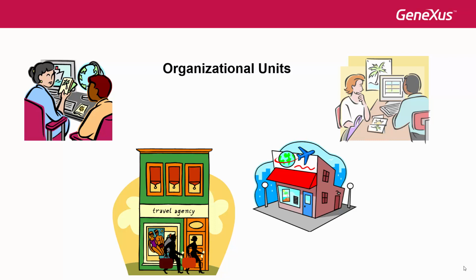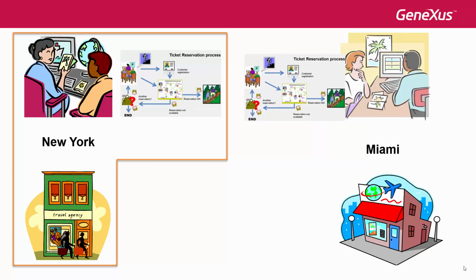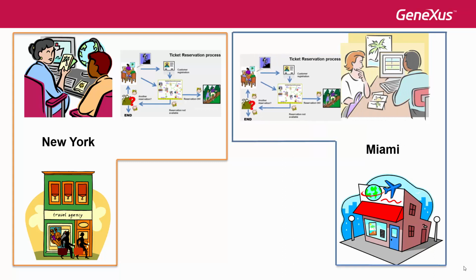In the case of our travel agency, there are two offices, one in New York and the other one in Miami Beach. Once the organizational units are defined, we assign the corresponding organizational unit to each user. From that point on, the process will inherit the organizational unit of the user who initiates it. This means that users will only view, in their incoming trays, the tasks of the organizational unit to which each user belongs. In other words, users of one branch will not be able to view or execute tasks of another branch.